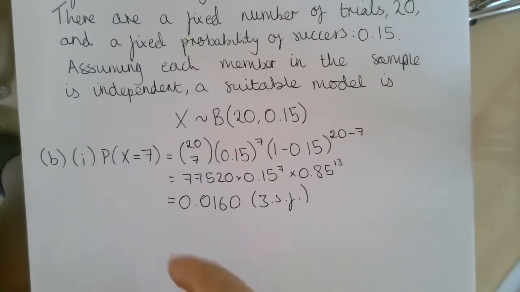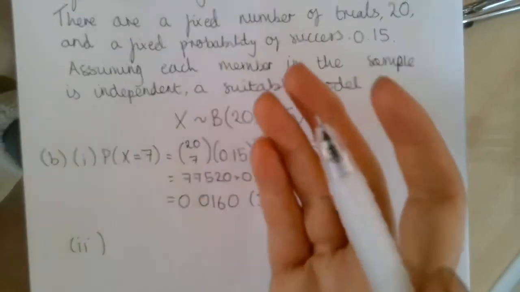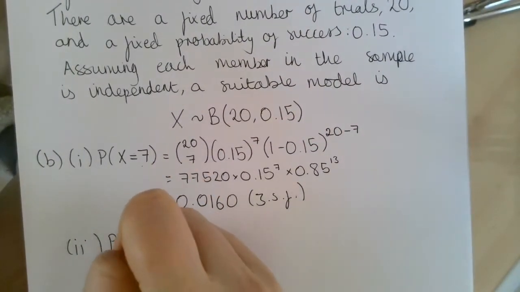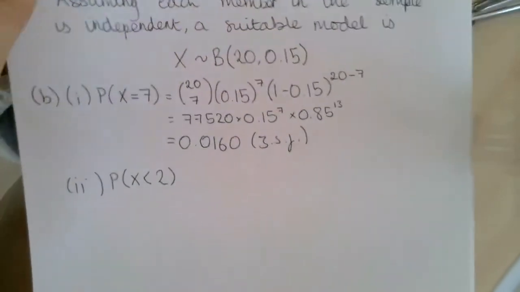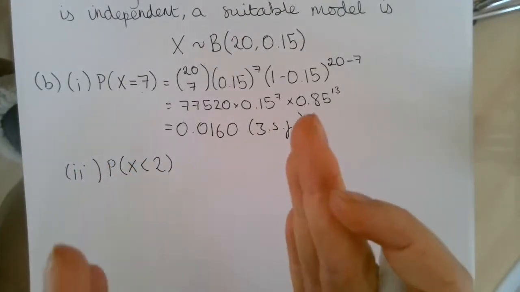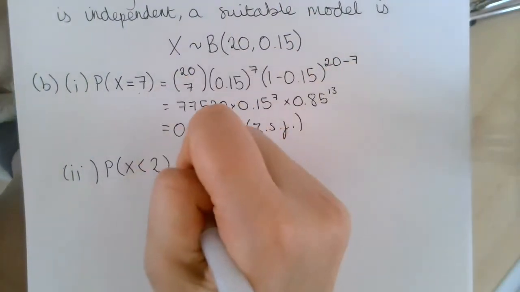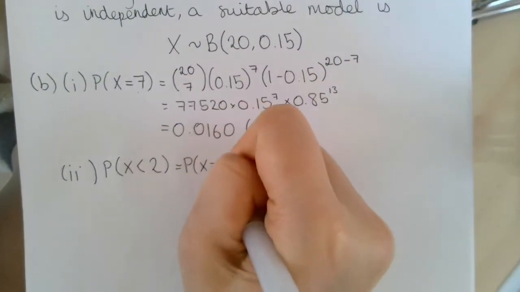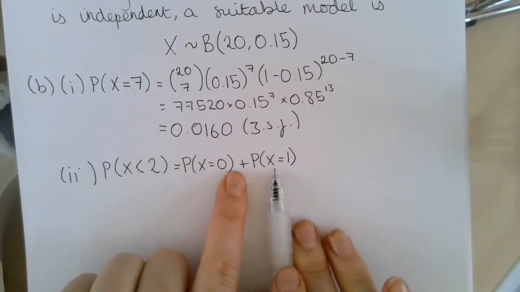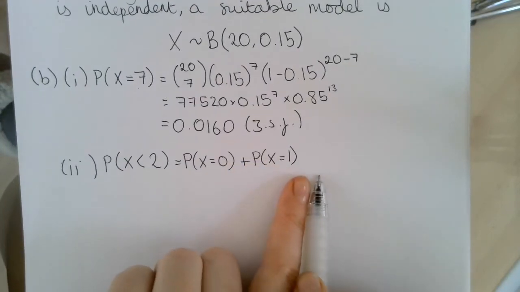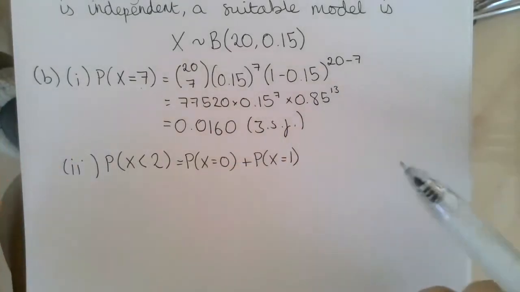For part II, we're asked to find the probability that there are fewer than 2 members that are left-handed. So the probability that X is less than 2. So if X is less than 2, remember X can take a value from 0 to n, so 0 to 20. This must be the probability that X equals 0 plus the probability that X equals 1. If we were to also add the probability that X equals 2, we would have X is less than or equal to 2, which is not what we want here.